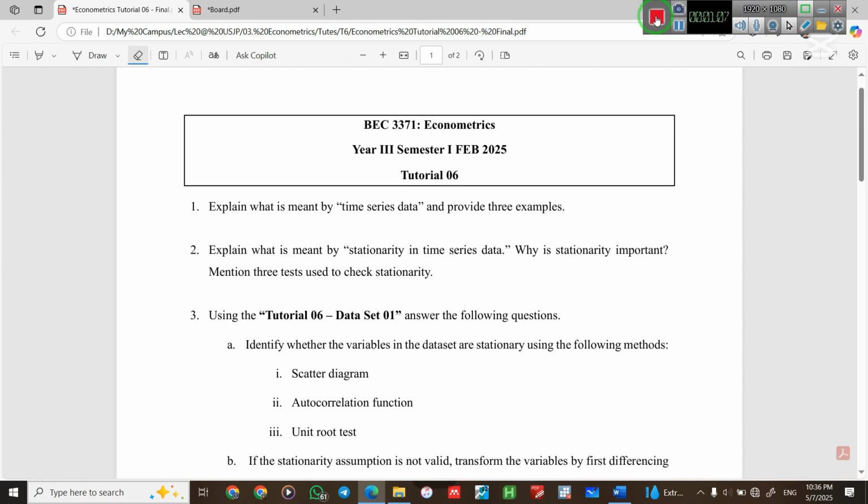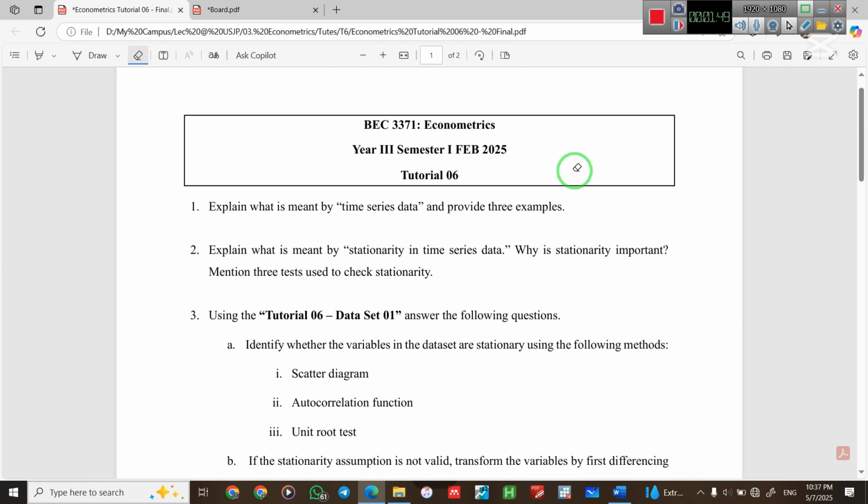The future is reflected by the past, or based on the past results that we have, we can predict the future. That is the basic idea in time series data, right, students? And the question asks to provide three examples for time series data. Simply you can say annual GDP, monthly inflation, or annual interest rate. Likewise, you can give different examples of time series data which are collected in equal time periods, like GDP.